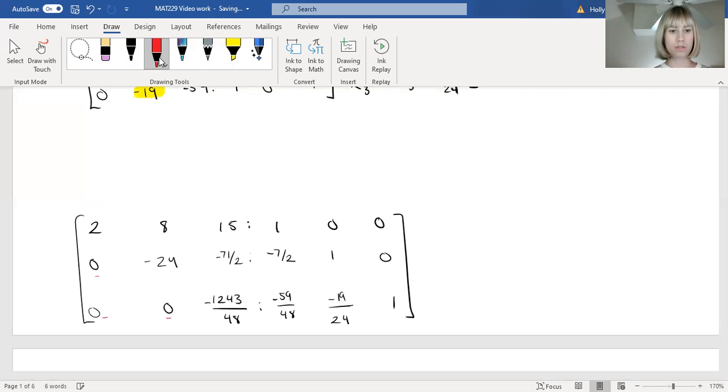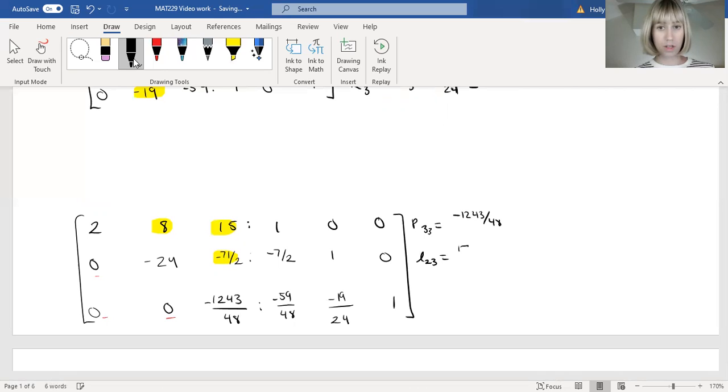That's what we want. Those are our zeros. Now we are going to convert this into a diagonal matrix. How do we do that? We have to eliminate 8, 15, and negative 71 over 2. Let's first start with 15 and negative 71 over 2. The pivot that's going to help us with that is our third pivot, negative 1243 over 48, and we are eliminating position 2,3. Our multiplier for 2,3 will be 1704 over 1243, excuse me.